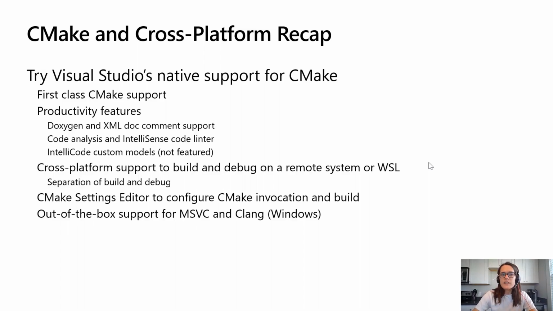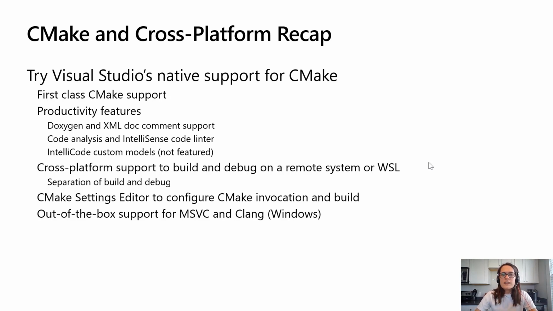So the biggest takeaway from this demo is to try Visual Studio's native support for CMake if you are interested in cross-platform development. We covered some CMake specific features like language services or project manipulation support that can help make your life easier if you're trying to make sense of, edit, or author CMake scripts in Visual Studio. We covered some productivity features like code analysis that work whether you are targeting Windows, a remote system, or WSL. We also covered some cross-platform features like the ability to separate the system you are building on from the system that you are debugging on. And in this demo, I was using WSL1.